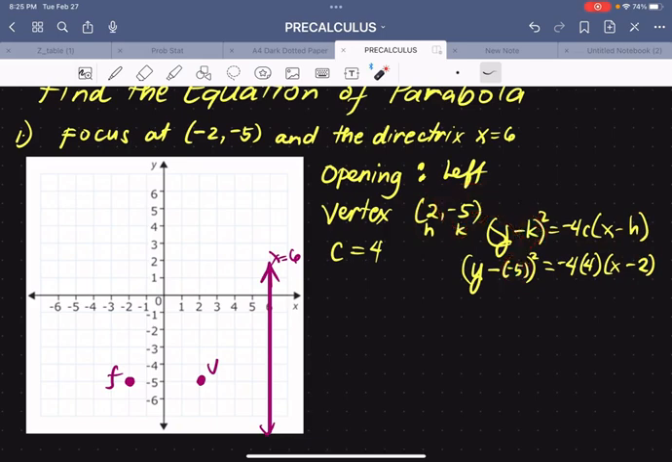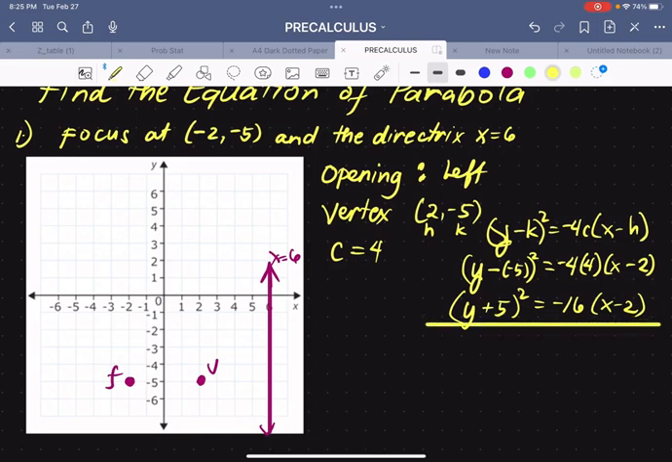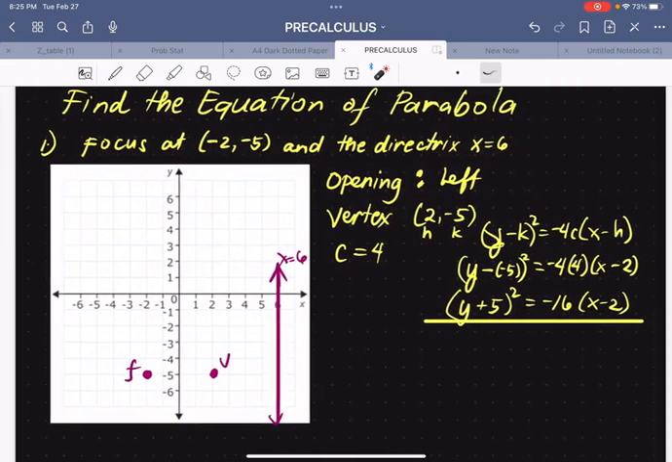So let's simplify. Minus negative is plus. So (y plus 5) quantity squared equals negative 16 times (x minus 2). So this is now the equation of the parabola that satisfies the given condition.